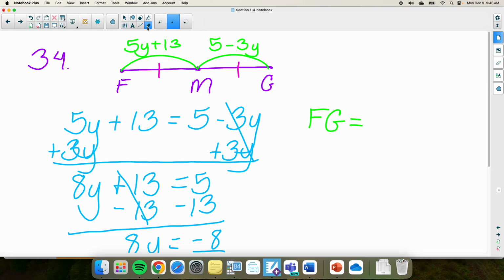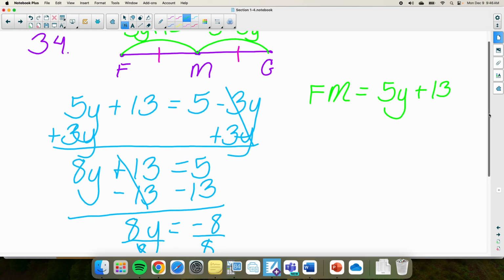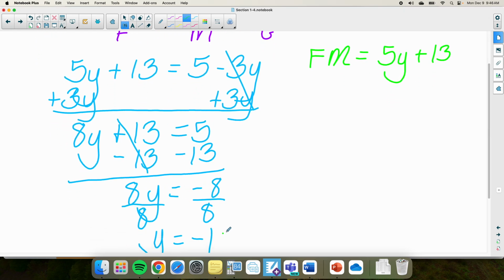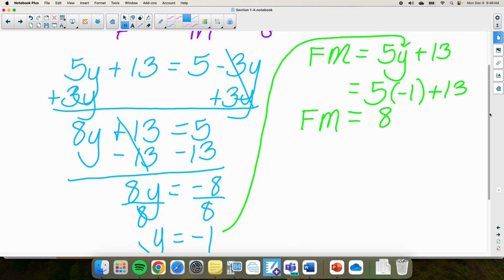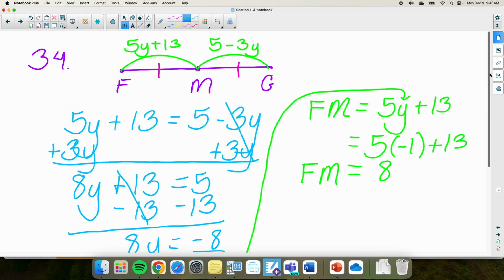So I think what I'm going to do is that. I'm not going to put FG yet. I'm just going to say, what is FM? And FM is 5y plus 13. And then I'm going to take this negative 1 and put it in here. So that would be 5 times negative 1 plus 13, which is 8. Okay, so FM is 8, this whole thing right here.